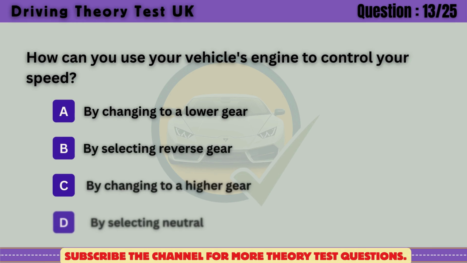Question 13. How can you use your vehicle's engine to control your speed? A. By changing to a lower gear. B. By selecting reverse gear. C. By changing to a higher gear. D. By selecting neutral.